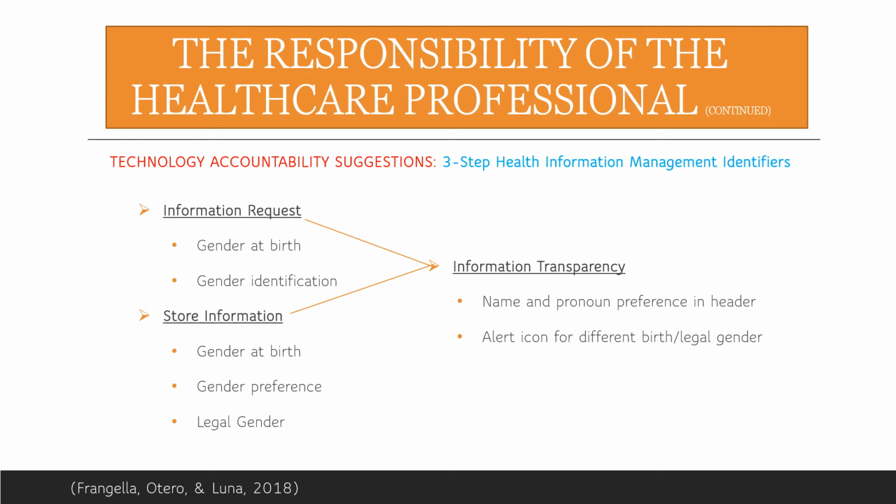We also need to store information. Again, we need to know what the gender at birth was and document that. We need to know what the gender preference is, document that. And we also need to know the legal gender. All three may be different or all three may be the same, but it's important to understand and document this information. Both the information requested and the information stored must lead to information transparency.